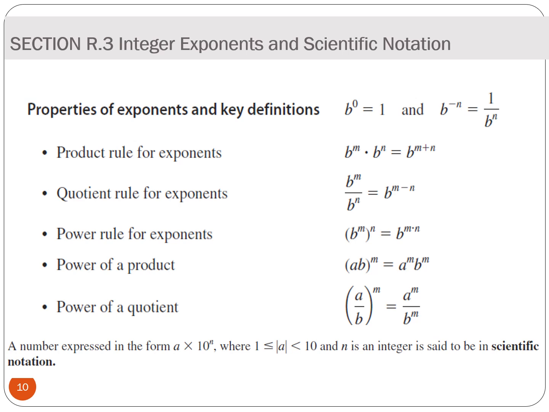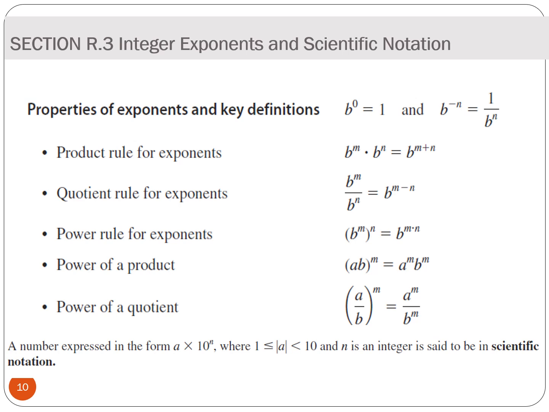The power of a quotient, a over b raised to the power m, is equal to a to the m, that is the numerator to the power m, divided by the denominator to the power m. A to the m divided by b to the m. We will see examples of all of these rules, and you should know them because we will use them a lot. The other topic we will cover here is called the scientific notation.